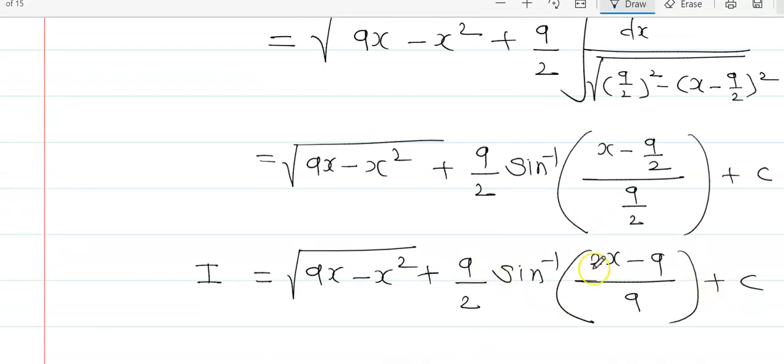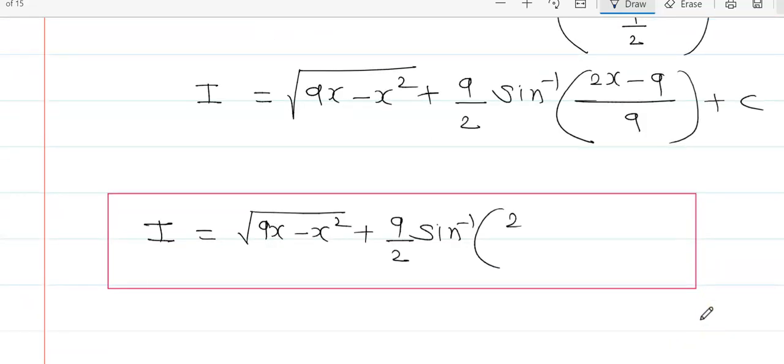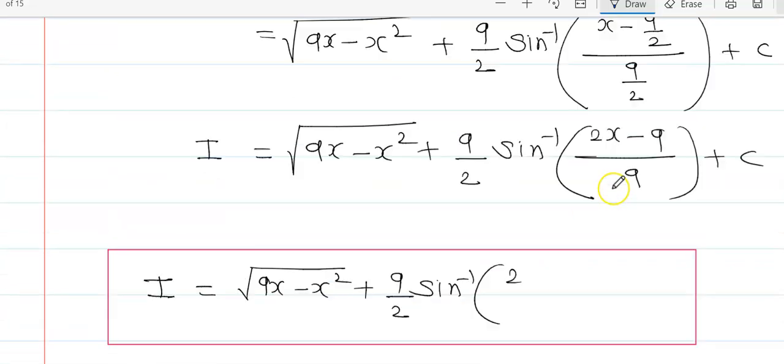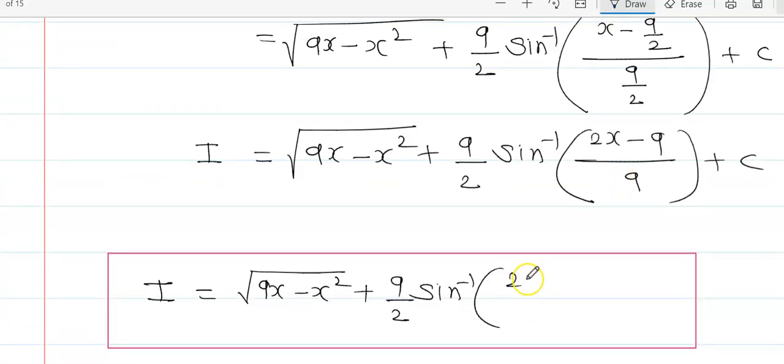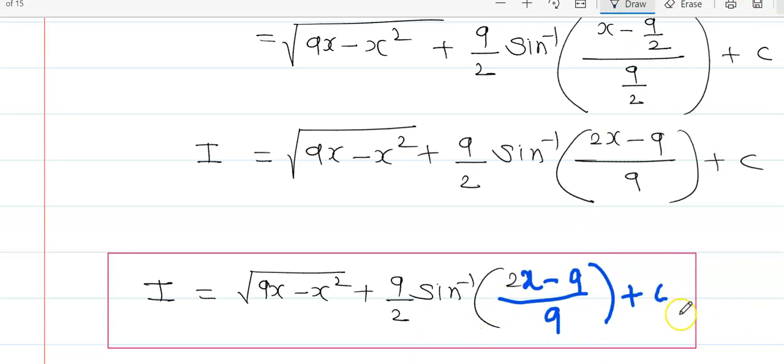Therefore 9 by 2 sine inverse of 2x minus 9 upon 9 plus c, and this is the final answer, that is in root of 9x minus x square plus 9 by 2 sine inverse of... I think I forgot to write here, it's a 9x, that is a minus x upon, and the writing is not proper, plus c. This is the final answer.